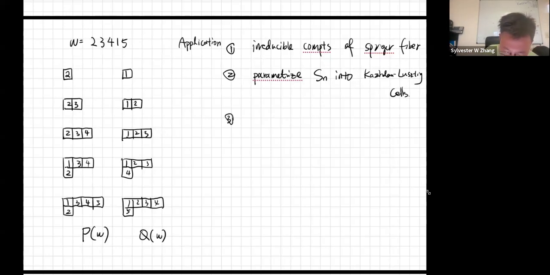Another application is that there's a generalization called Robinson-Schensted-Knuth, where your input is instead of permutations, more general words that can have repeats of numbers. That generalization is useful in multiplying Schur functions.